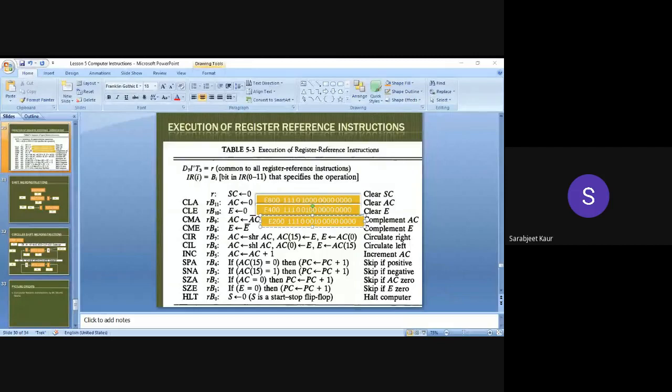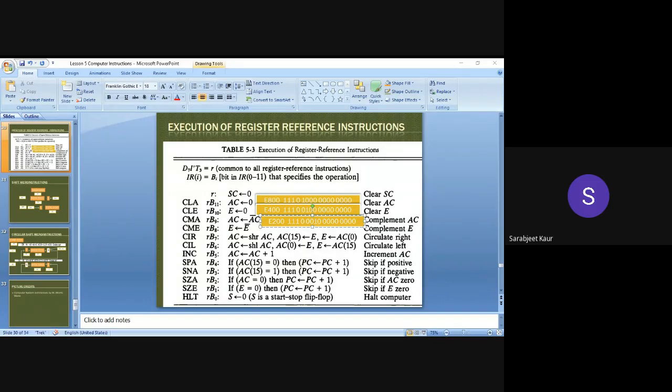Next is skip if negative AC. So this is a simple instruction. If you've understood SPA, there is a little change here, and that is that we only need to check if this time the value of the 15th bit in AC is 1. Okay, so if it is 1, then skip the next instruction by incrementing the PC. Now next is skip if 0 AC. So this time we check if the value of AC is 0, then we increment PC by 1. That means we skip the next instruction.